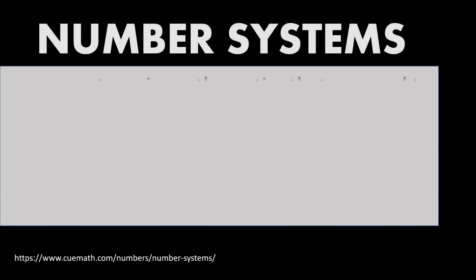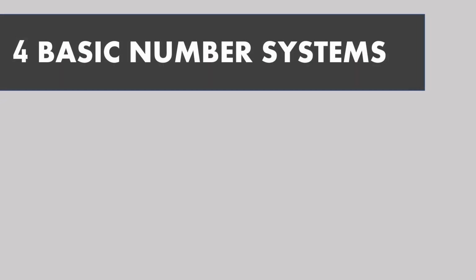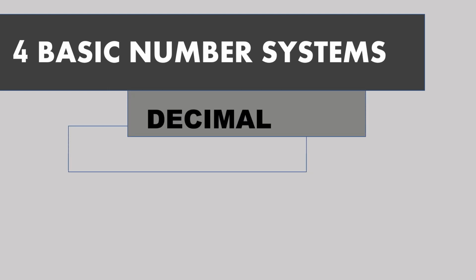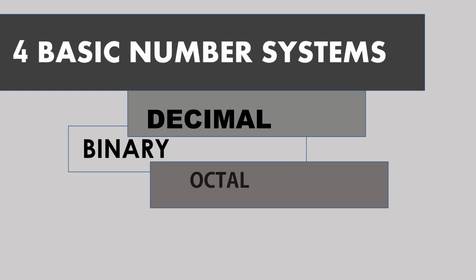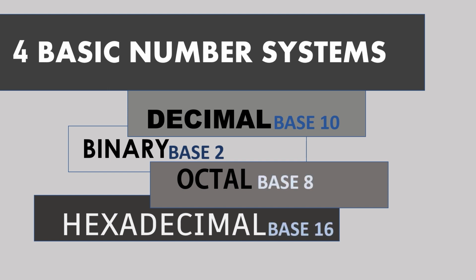Number systems are systems in mathematics that are used to express numbers in various forms and are understood by computers. We have four basic number systems, namely the decimal, the binary, the octal, and the hexadecimal. The decimal is the base 10, the binary is the base 2, the octal is the base 8, and the hexadecimal is the base 16. Their bases represent their digits.